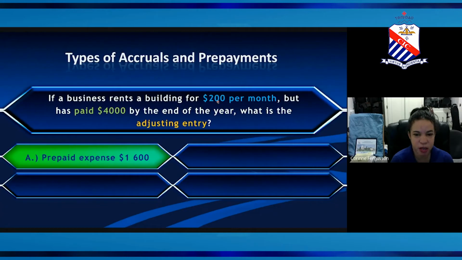200 by 12 will give you 2,400. You paid 4,000, which is more, so it's a prepaid expense. How much more did you pay? 4,000 minus the 2,400, and that gave you an answer of 1,600. So you end up with a prepaid. So the first thing you could have found out was, is it prepaid or accrued? Since this is more, then you worked out here the 2,400. Then you knew that the option was prepaid, and then you just had to find out what the amount was by taking it away.